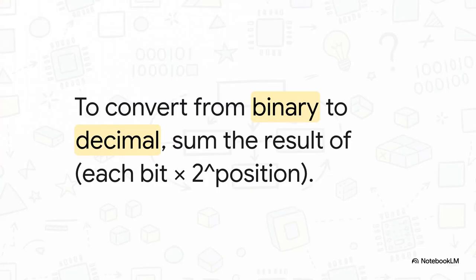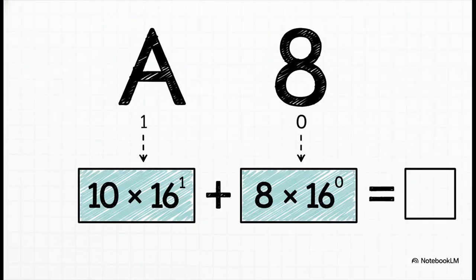So for binary, the formula is pretty straightforward. You just take each individual digit, which we call a bit, multiply it by 2 raised to the power of its position in the line, and then you just add all those results up. And you know what's great? For hexadecimal, it's the exact same logic.